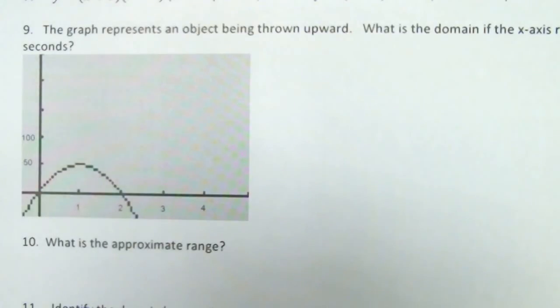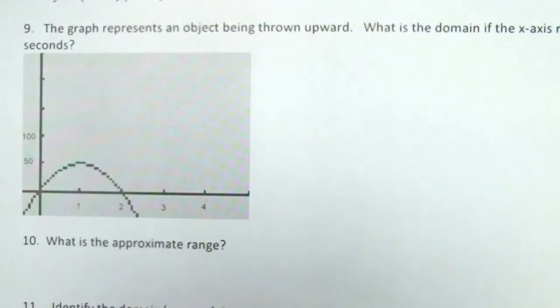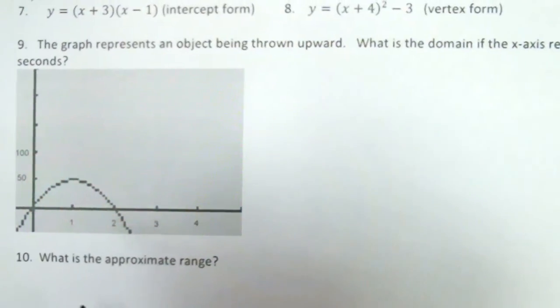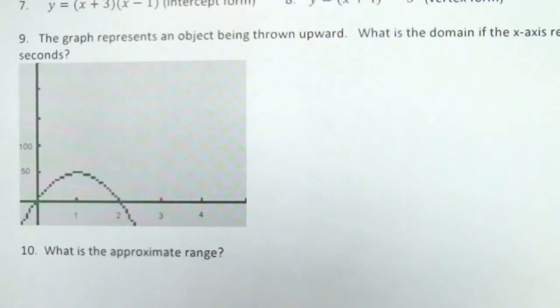Okay, this is the second part of the semester 1 review for Algebra 2. We're going to start at number 9, probably get through number 12 or 13. But for number 9, the graph represents an object being thrown.